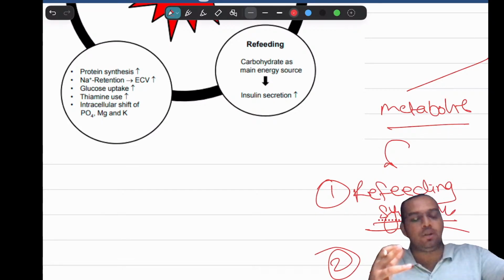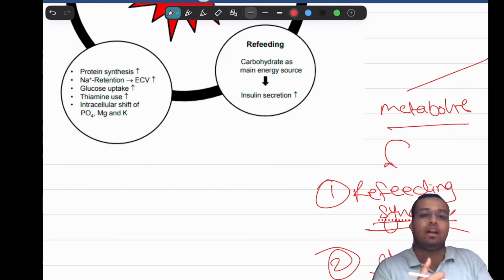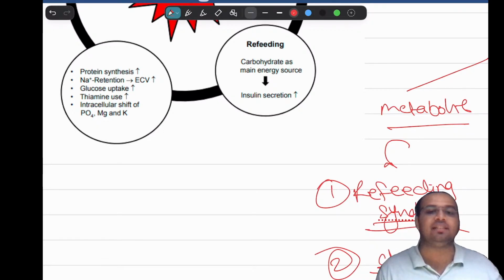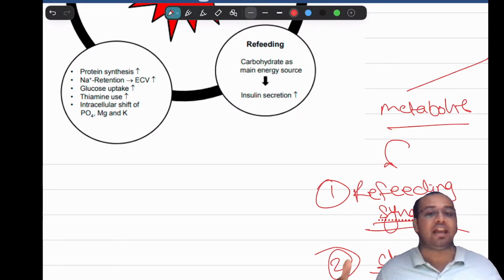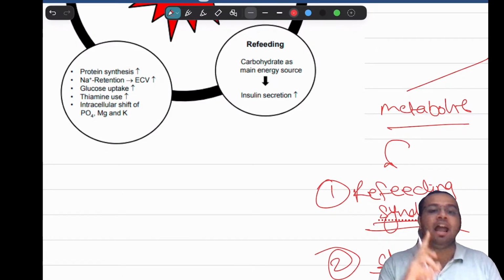So whenever you infuse the patient with TPN, because of the entry of glucose, there is a sudden insulin rise in the body. That insulin rise is going to activate all the cells. Okay, we are having lots of nutrients, open your door. So cells are also going to take potassium along with them, magnesium along with them, and phosphate along with them.